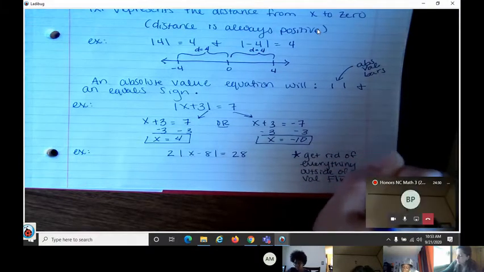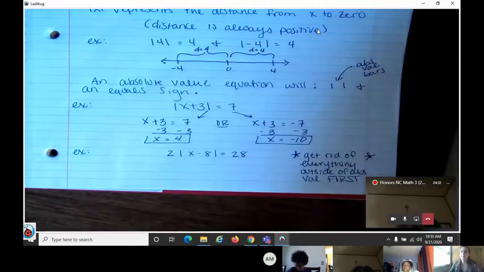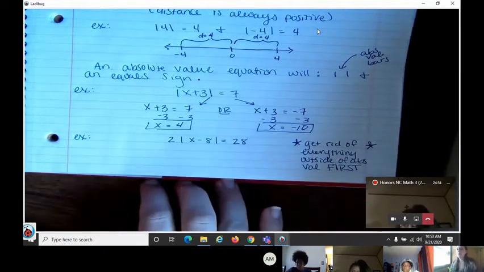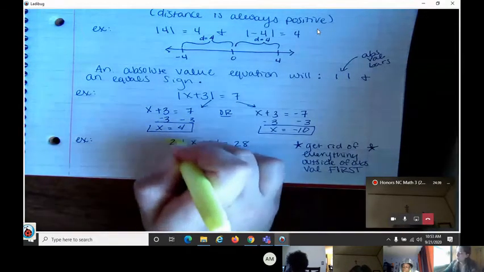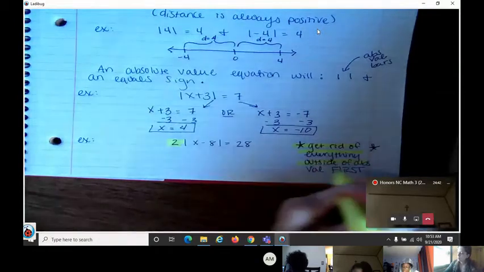So before I can proceed like I did in the first example, I have to get rid of everything outside of the absolute value. And in this case, that's going to be the 2. Okay.